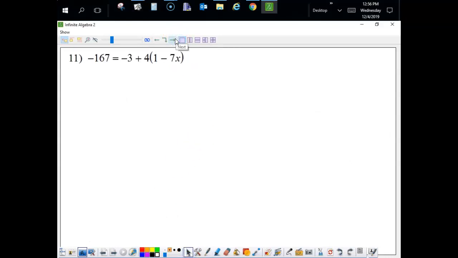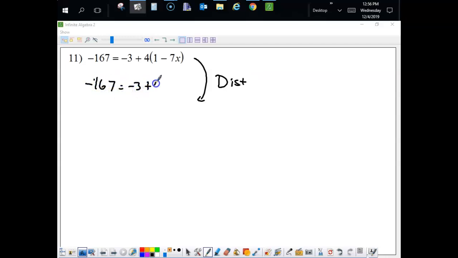They're number 11. Now, I think you guys probably know how to do this already, but it's good to review. So what's the first thing we do? You're going to distribute. That's the first step. So that's going to be negative 167 equals negative 3 and that's going to be 4 minus 28x. Okay, now what?